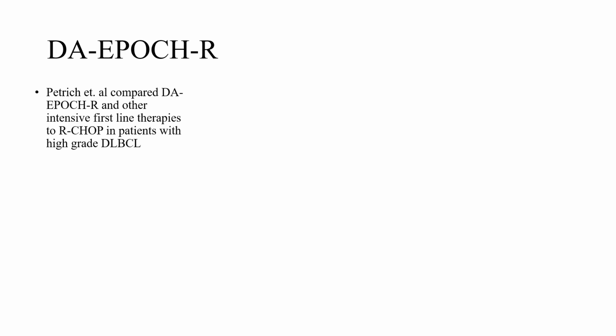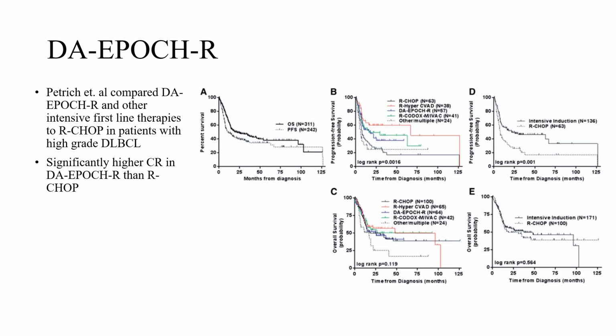So because of that, Petrick and colleagues compared this and some other intensive first-line therapies to R-CHOP in patients with high-grade DLBCL, so your double, triple hits. This is a retrospective study, and what they found was there was significantly higher complete response in dose-adjusted EPOCH-R than there was in R-CHOP. And so this is why this is oftentimes considered in high-grade DLBCL.